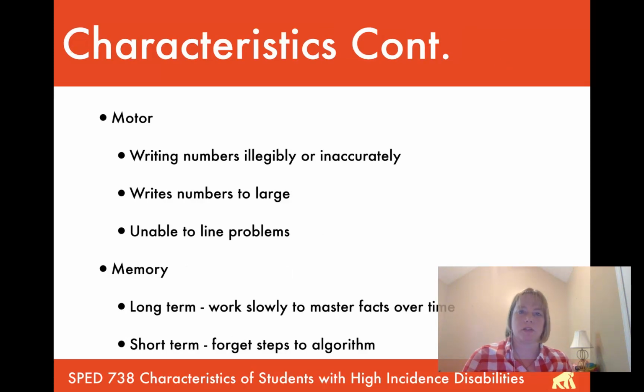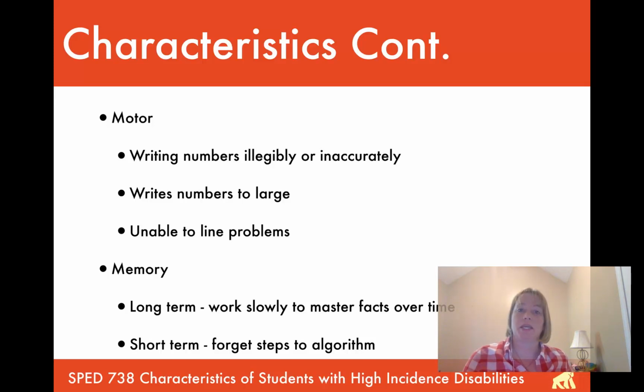A lot of students that you work with who have math disabilities will have some kind of motor characteristic involved, whether it's writing their numbers accurately or writing their numbers so they're legible. Also, sometimes writing numbers too large or being unable to line up problems. That's where you'll often see students use graph paper to use those columns and line the numbers up correctly. And then we see some issues with memory.